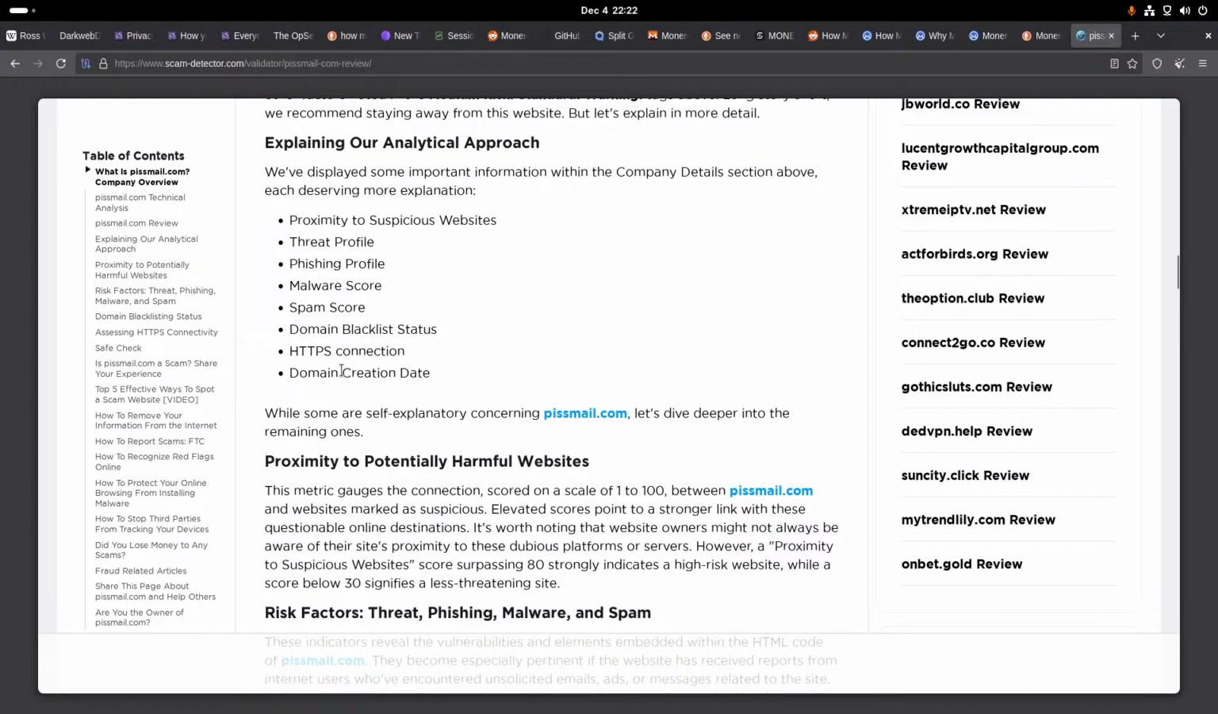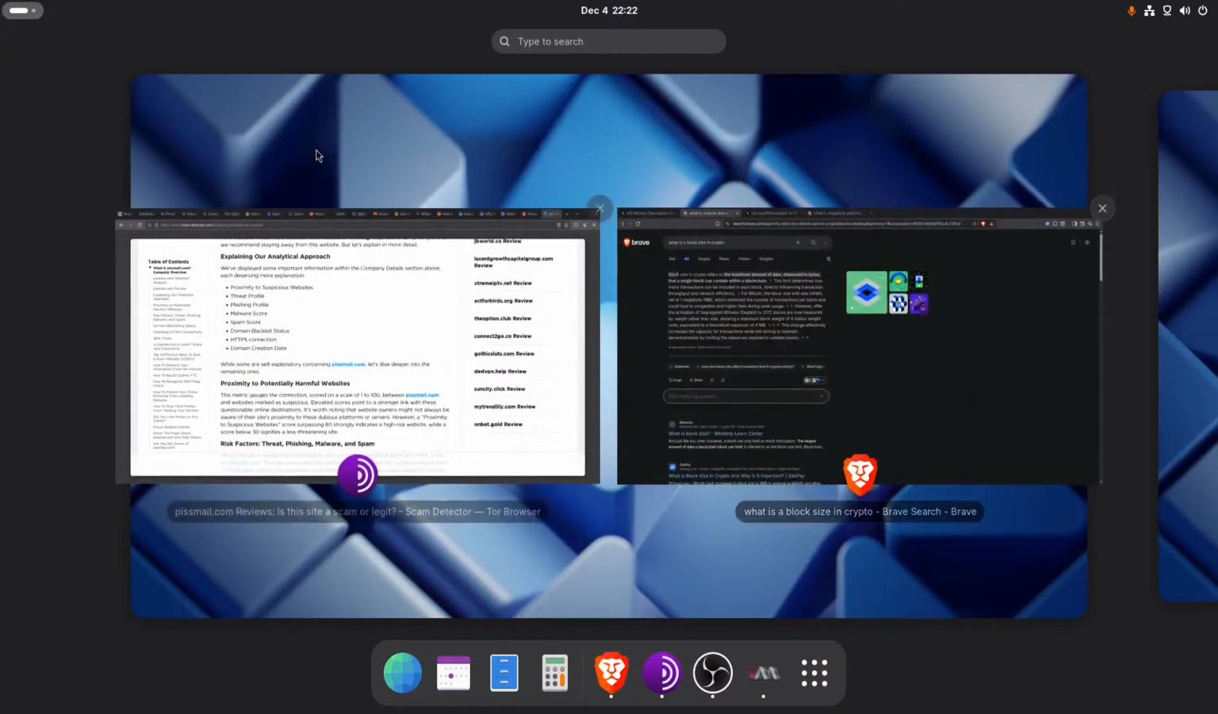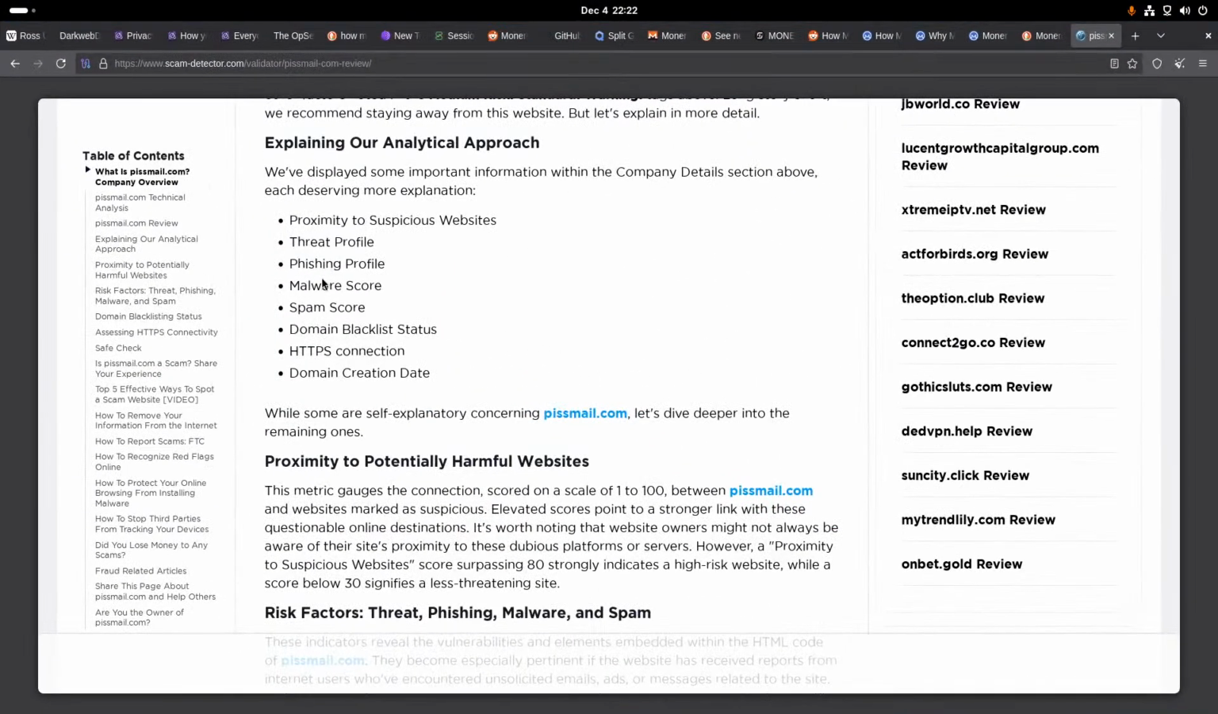God, if somebody actually wrote this, kudos to them. That's a big W, because they had to write pissmail.com a bunch of times, which is kind of funny. I just think of some intern going, obviously this is one of those sites that just scrapes content and writes shit articles.